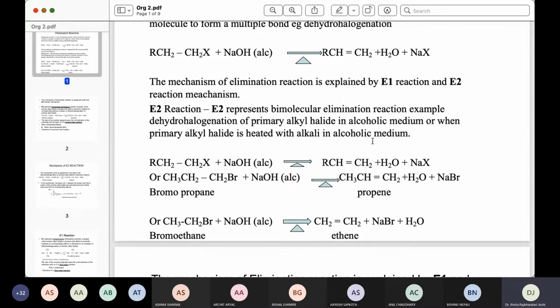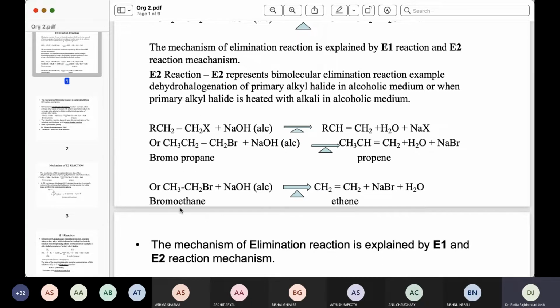अथवा यो dehydrohalogenation नलेख्दा you can write, when the primary alkyl halide is heated with alkali in alcoholic medium. So this is the alkyl halide, primary alkyl halide with the NaOH or the KOH. When it is heated, it gives its corresponding alkene. And here, if you take the bromopropane as a primary alkyl halide, then you get the propene. If you take the bromoethane, then ethene. But by taking the methane, you cannot give the methane. त्यो चाहिँ याद गर्नु होला, जाँचको कपीमा अब नआओस् है.